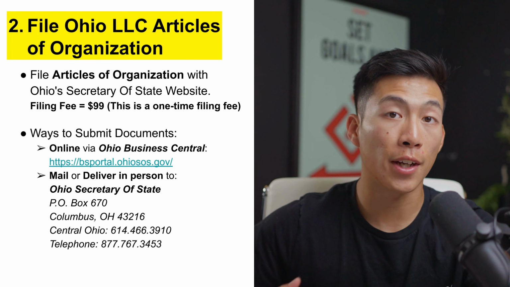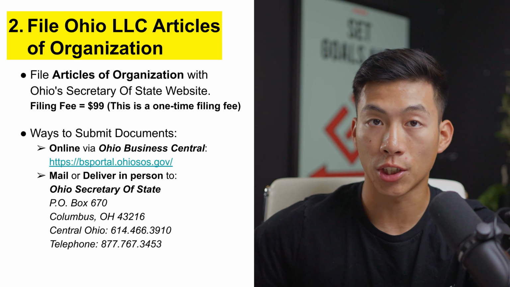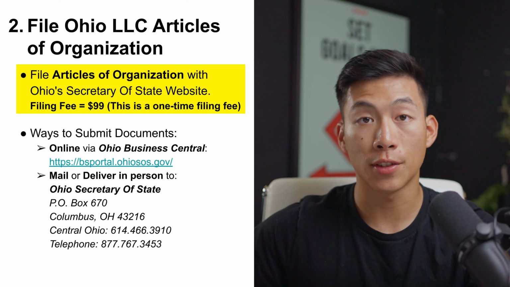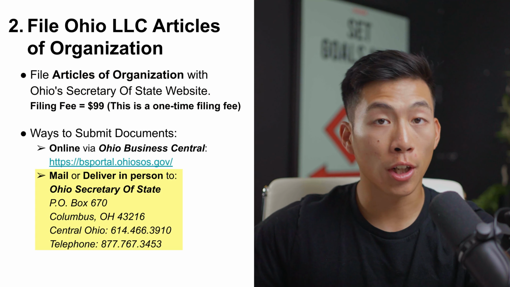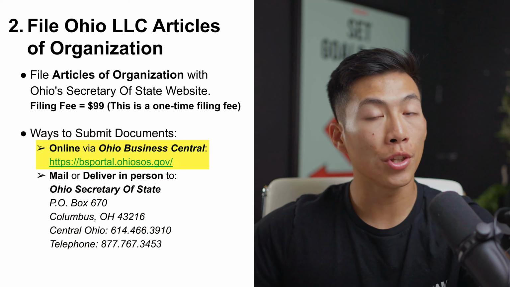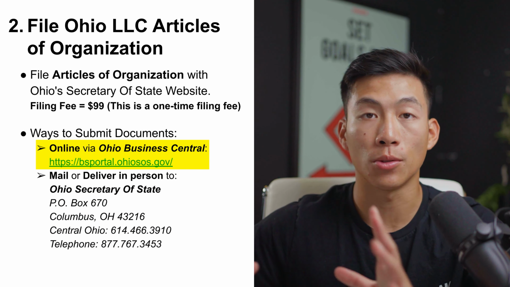And we already talked about this before, but it has to be different from any other business name. The next step is to file your LLC's articles of organization. This is going to be the form to file your LLC, and this can be done online through the Secretary of State website for just $99. You can also do this through mail or deliver it in person with the address listed on the screen, or you can use an online business formation service, which I will show you how to do later.